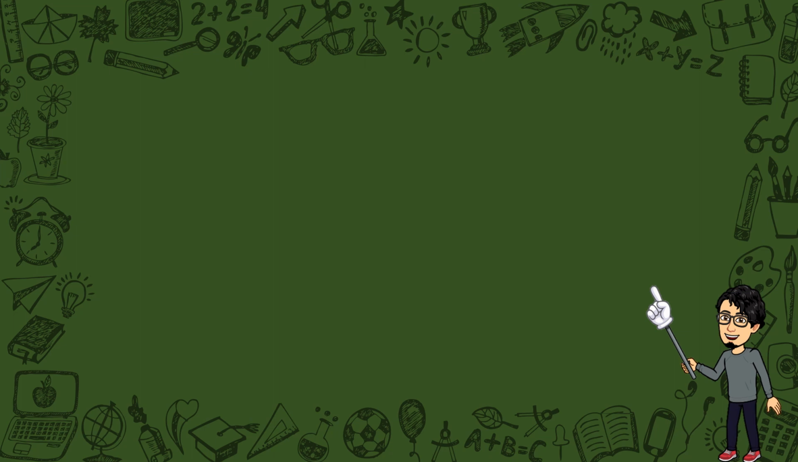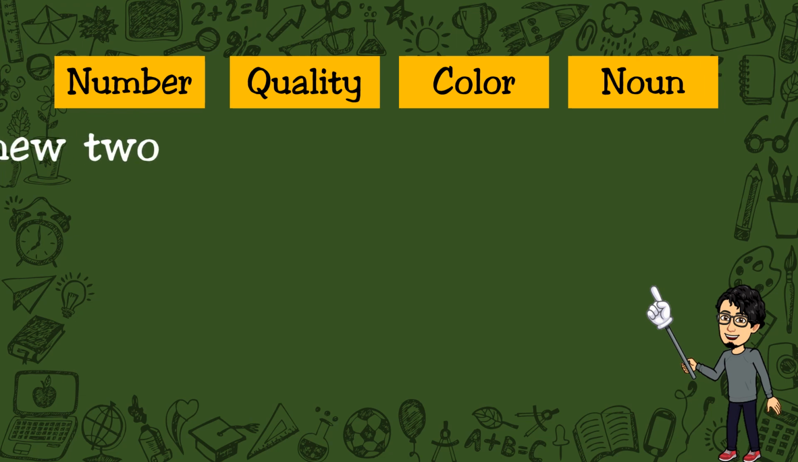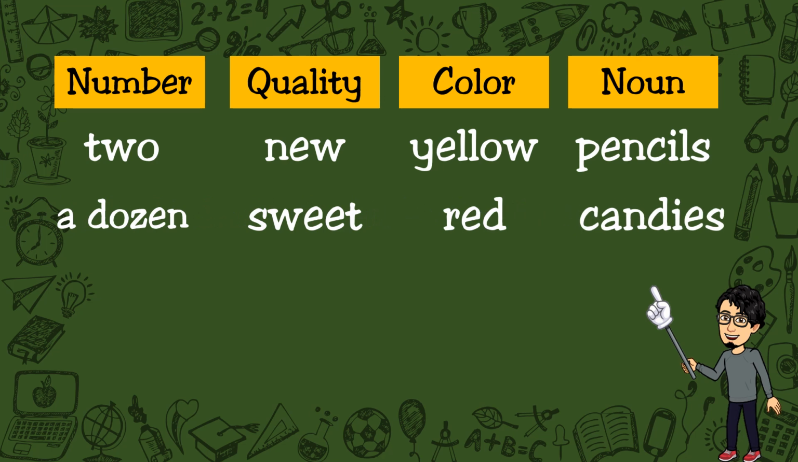In addition, a noun or pronoun can be described by two or more adjectives. In this case, adjectives must follow the correct order, just like this: number, quality, color, then noun. Example: two new yellow pencils. A dozen sweet red candies. The correct order of adjectives is number, quality, and color before the nouns being described.